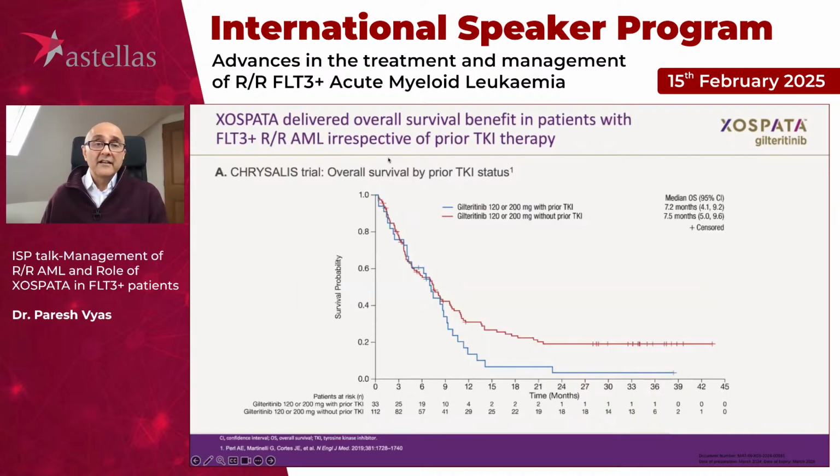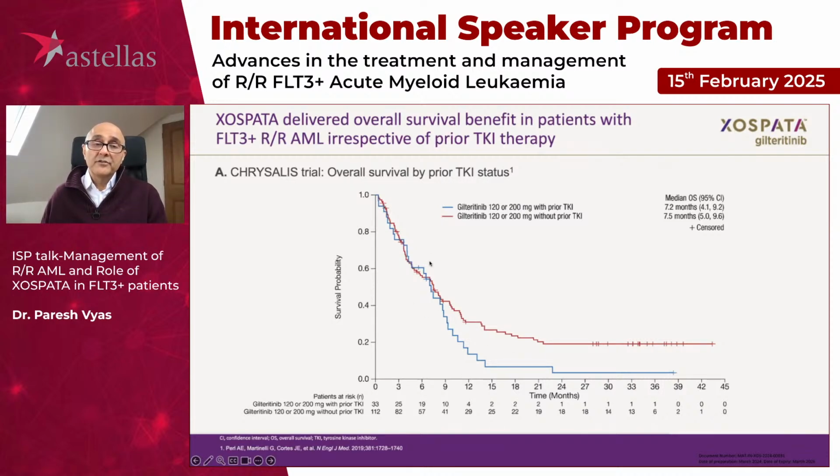And you can see if you had prior TKI, the overall survival in the CHRYSALIS trial, gilteritinib 120 or 200 milligrams with prior TKI is in blue, gilteritinib 120 or 200 without prior TKI, it's in red. And you can see that the survival curves really don't separate until about 9 months. And then you'll begin to see a difference. But the median survival is 7.2 months versus 7.5 months. So there is a difference, but it's late.